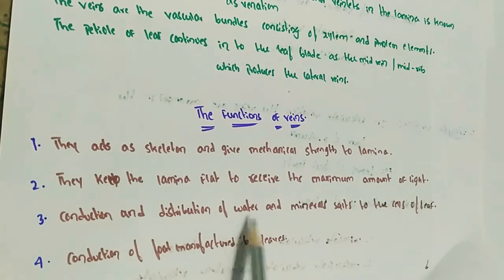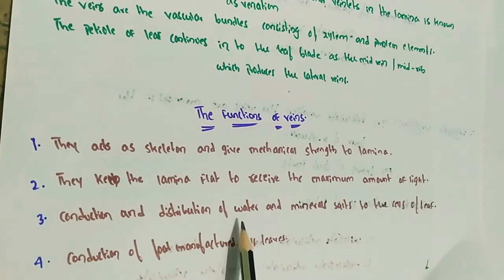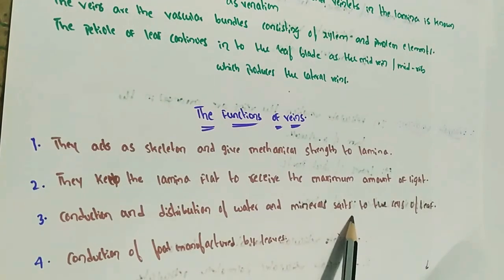Conduction and distribution of water and minerals to the cells of the leaf is also a function. Here the veins conduct the water and mineral salts from the roots to the leaf. Next, the fourth point, conduction of food manufactured by the leaves.